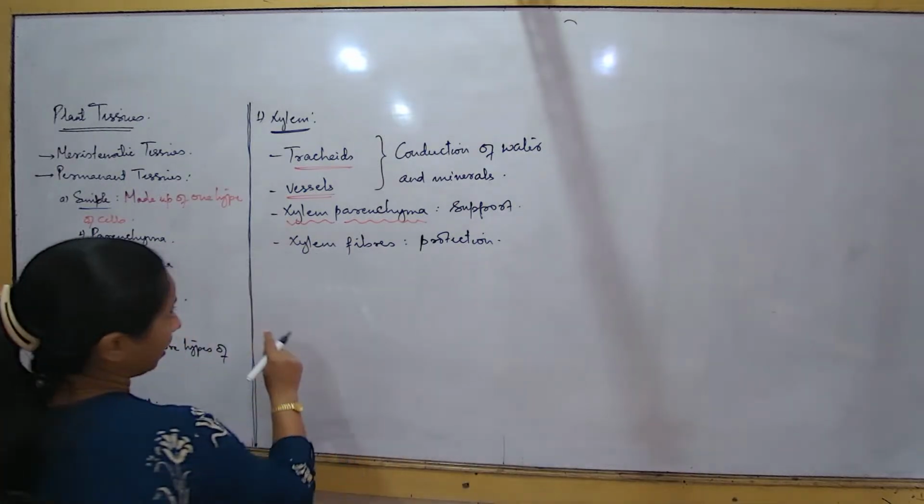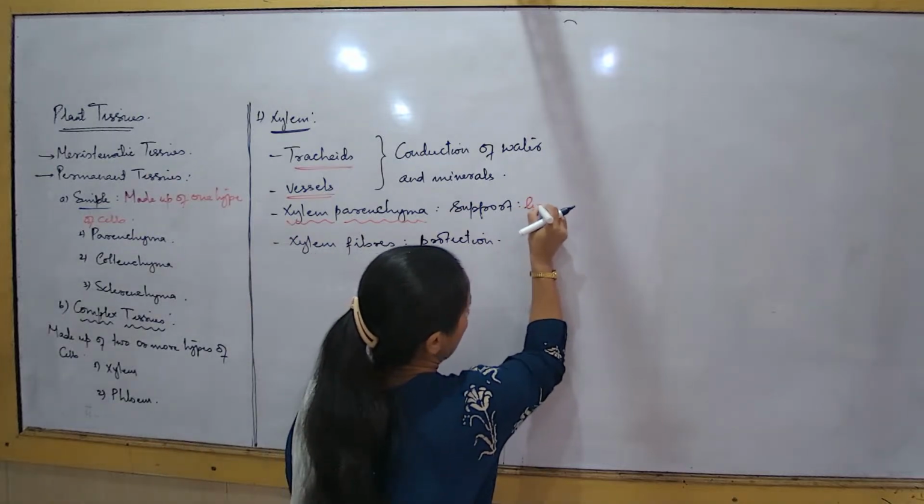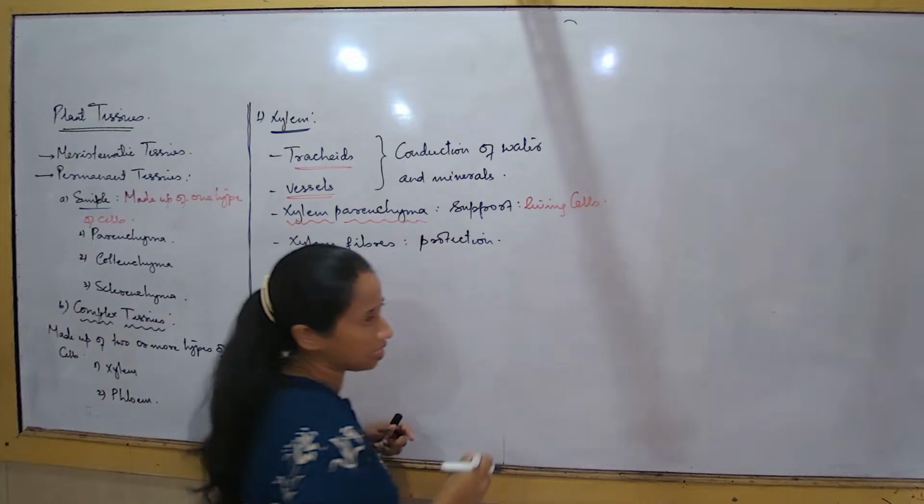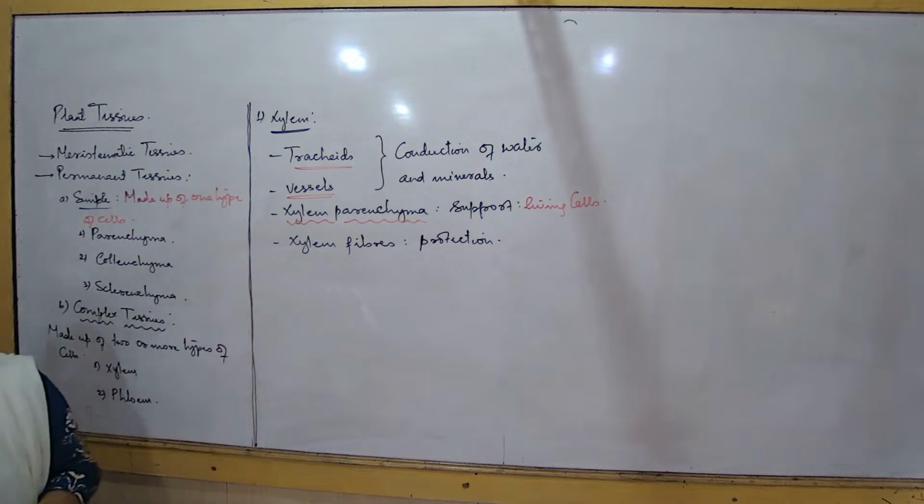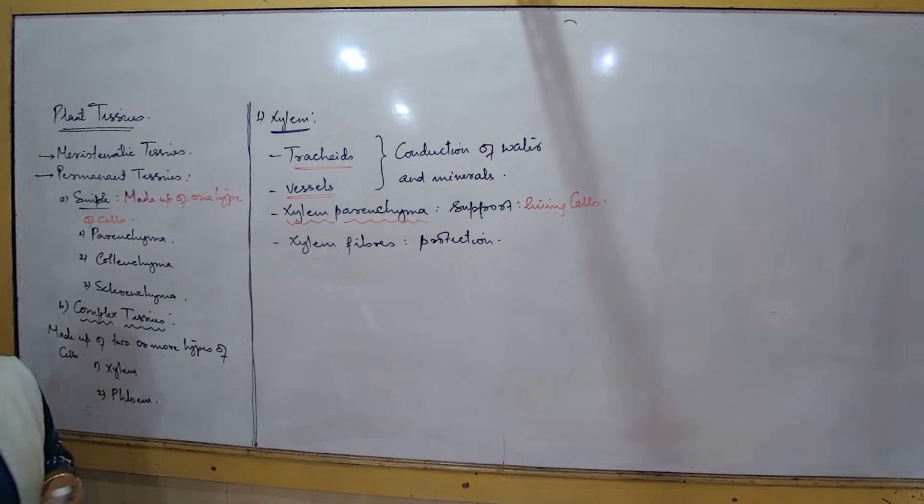So that's how we say that the parenchyma cells are the living cells. Which type of cells of the xylem are living cells? Parenchyma. Then what about the rest? Tracheids, vessels, fibers, they are all dead cells. Name the living component of the xylem: xylem parenchyma is the living component, the living cell. The rest, all three, are dead cells.